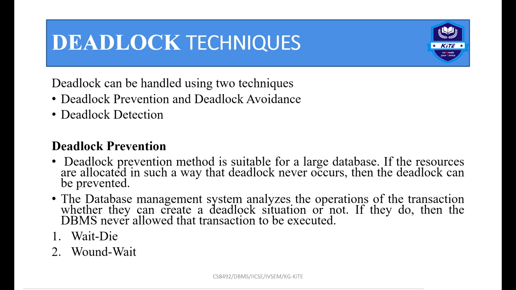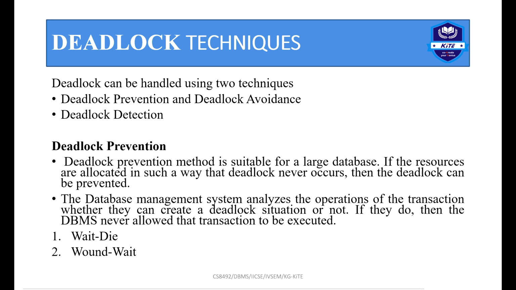So, the deadlock can be handled using two techniques. One is deadlock prevention and deadlock avoidance. Second is deadlock detection. Here, the first one is deadlock prevention. The deadlock prevention method is suitable for a large database. If the resources are allocated in such a way that deadlock never occurs, then the deadlock can be prevented.